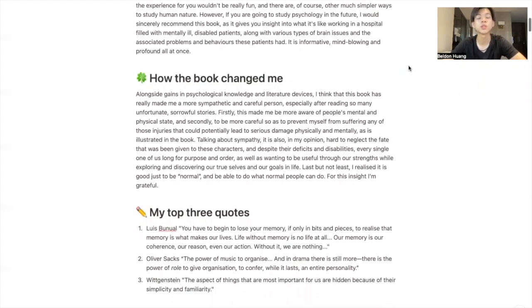However, if you're going to study psychology in the future, I would sincerely recommend this book as it gives you insight into what it's like working in a hospital filled with mentally ill, disabled patients, along with various types of brain issues and the associated problems and behaviors these patients had. It is informative, mind-blowing, and profound all at once.